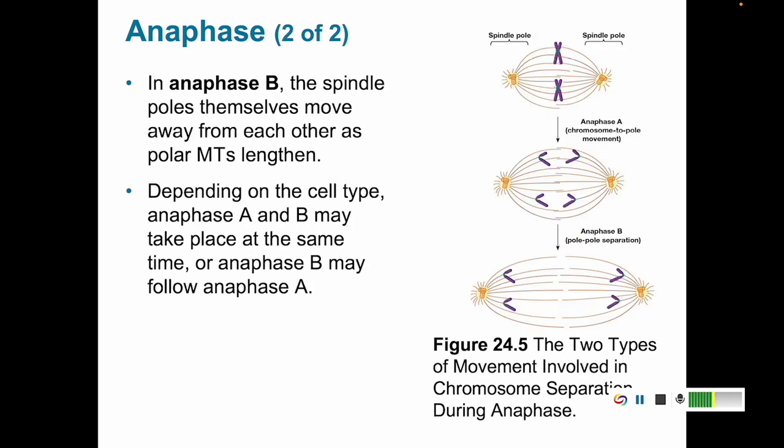In anaphase B, the polar microtubules get longer. That is going to pull these two poles away from each other. So anaphase A, chromosomes moving because the microtubules they're attached to are getting shorter. Anaphase B, poles separate from each other. The cell gets longer because the polar microtubules are getting longer. In some cells, anaphase A happens and then B. In some cells, they can happen at the same time.